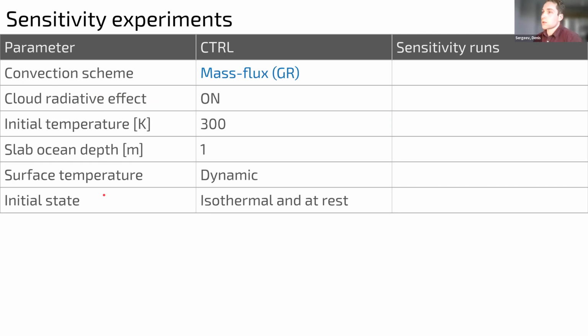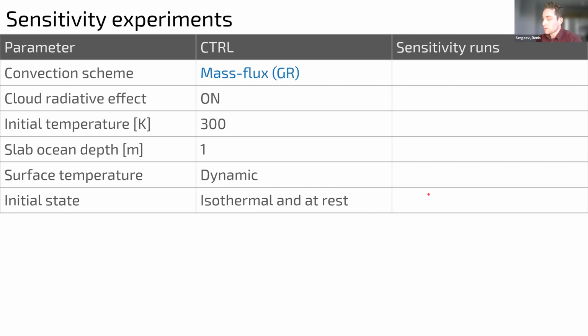So in the control simulation, I used the Gregory-Rowntree mass flux convection scheme, which is the most sophisticated convection scheme in our model, and is used in many other 3D GCMs for exoplanets. The cloud radiative effect was, of course, switched on. The initial temperature was 300 Kelvin throughout the whole atmosphere and the surface. And the slab ocean depth was 1 meter. Because we used the slab ocean setup, the surface temperature was allowed to vary throughout the simulation, so it's dynamic. Yes, and the atmosphere was at rest.